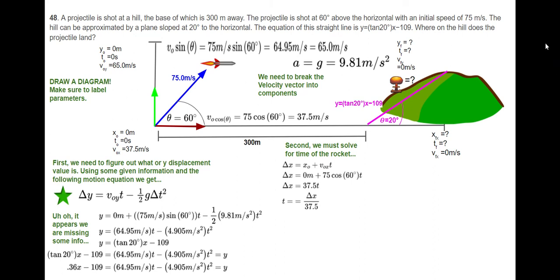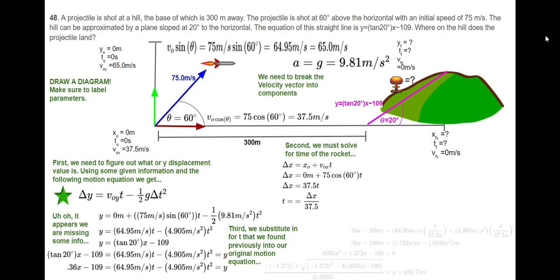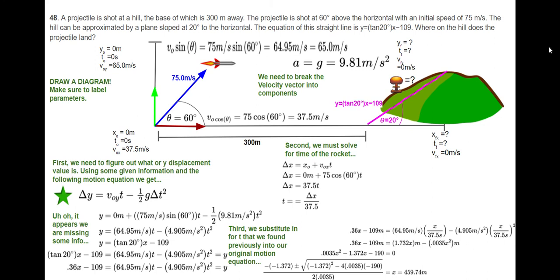Now what we can do is substitute that value in for t into the original motion equation on the bottom left, the one that we worked out and simplified, cleaned up a little bit. And if you plug that in, you're going to get 0.36x minus 109 meters, and you multiply everything out. Some stuff's going to cancel, and then you're basically left with a quadratic equation, or parabola. So we could just use the quadratic formula. And when we do that, we get 459.74 meters.